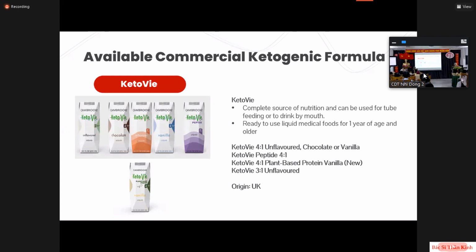Okay, so this is Ketovi. We also don't have this in Malaysia, but some samples have been given to us, and we give them to patients, and it's very tasty, especially the chocolate one, of course, because the children love chocolate. All right, okay, and it's good because it has a variety range of flavors. It has chocolate and vanilla. It also has a peptide-based formula, for those who have GI issues. The new one is a plant-based protein vanilla, which I think is suitable for CMPA, right.